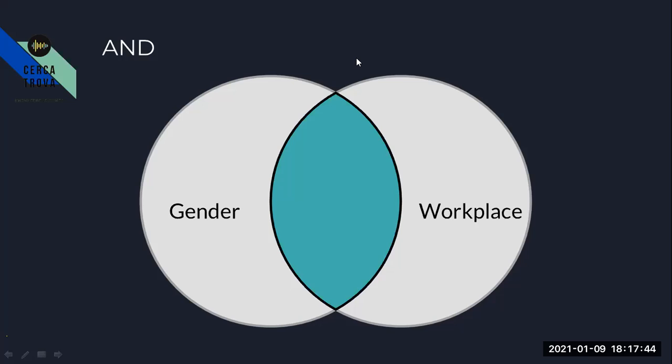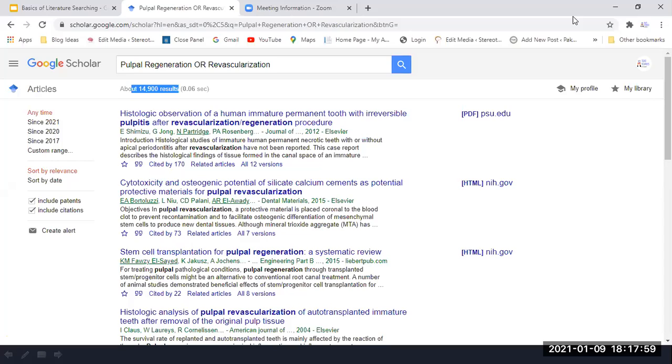Now I will need two words that I can search on Google Scholar using AND. Please give me two words. Okay, I need two words from participants so that I can build a database using AND. The first search that we did was given by Dr. Shazia, and it was pulpal regeneration or revascularization. Now I need AND. Please give.